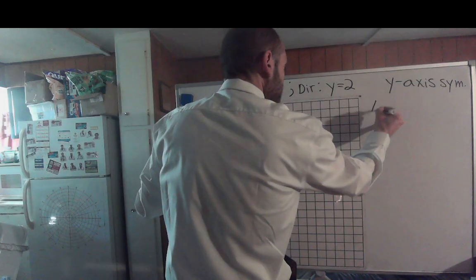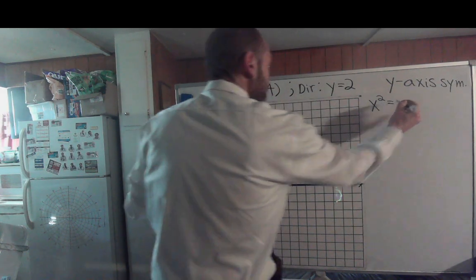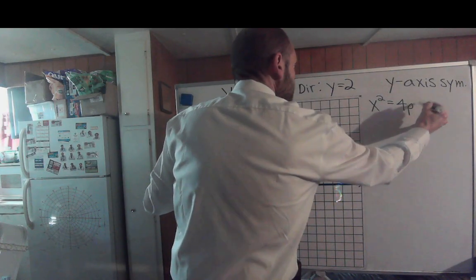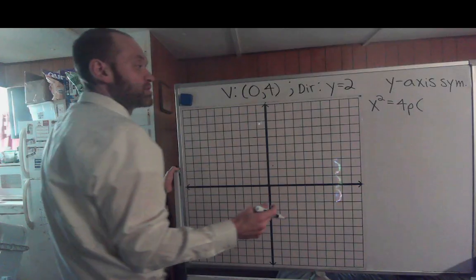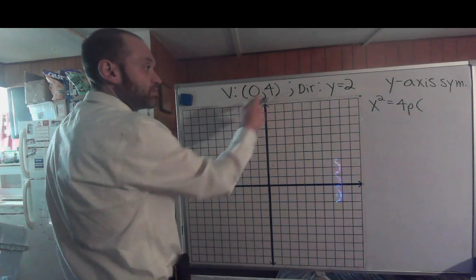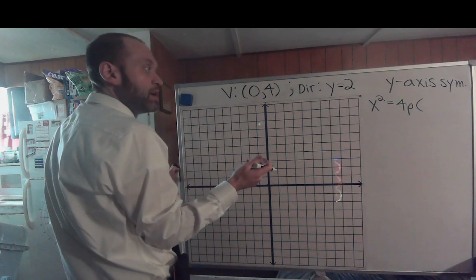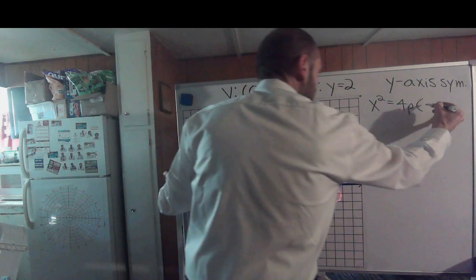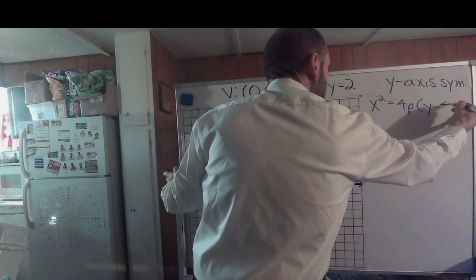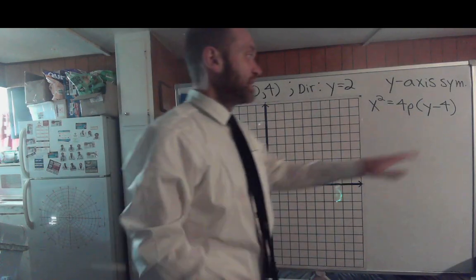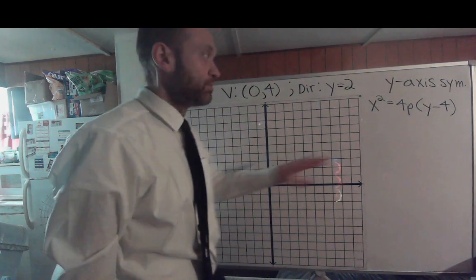This would set up as x squared is equal to some 4p times my y-coordinate. So my vertex, the y-coordinate is 4, so y equals 4. That means it would be y minus 4. So initially we have x squared equals 4p times (y minus 4).